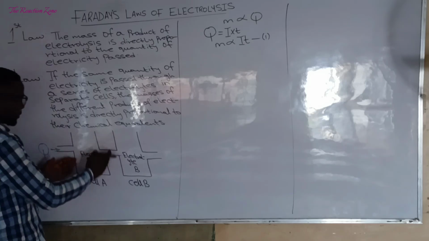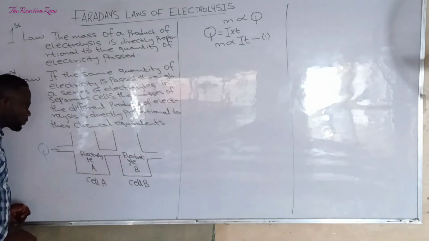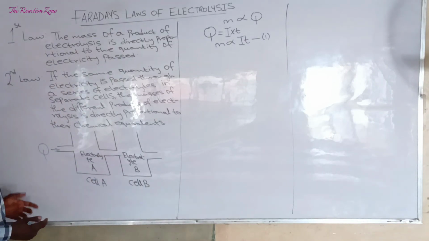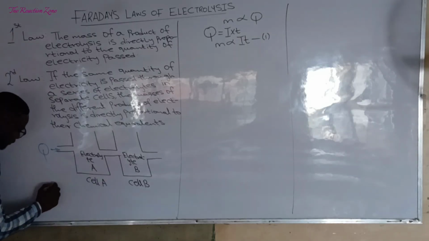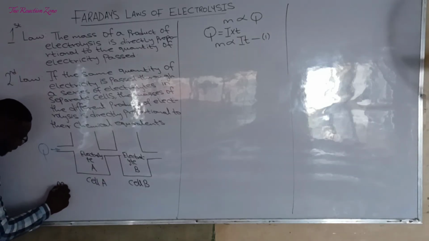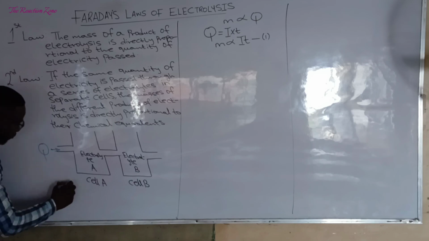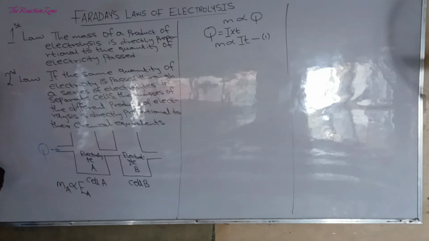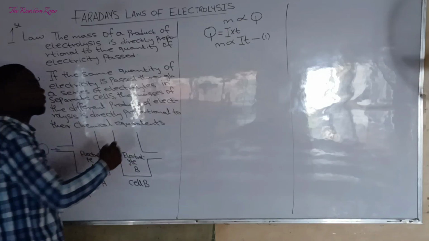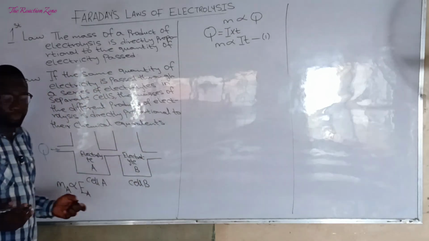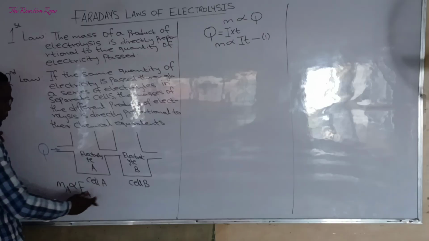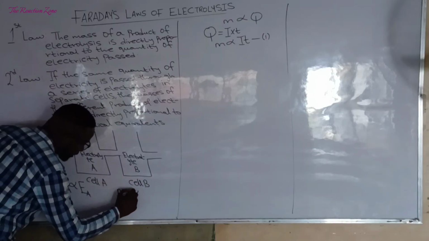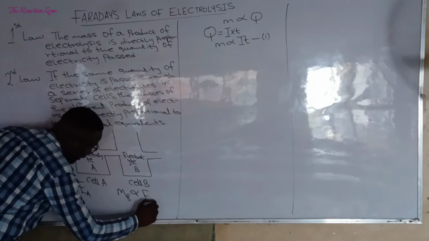So, in the first cell we have electrolyte A, and in the second cell we have electrolyte B. According to Faraday's second law, the mass of A that will be deposited will be directly proportional to the chemical equivalent of A. The chemical equivalent is generally represented with the symbol capital E. And then for cell B, the mass of B deposited is going to be directly proportional to the chemical equivalent of B.